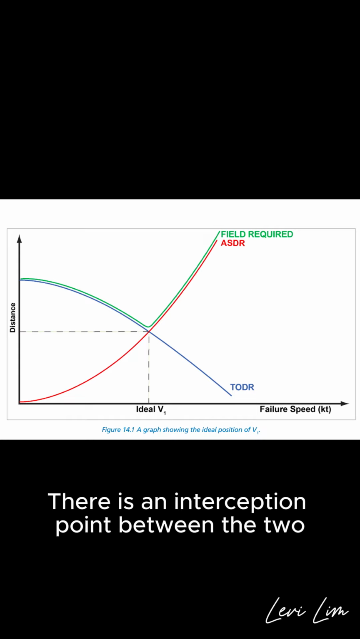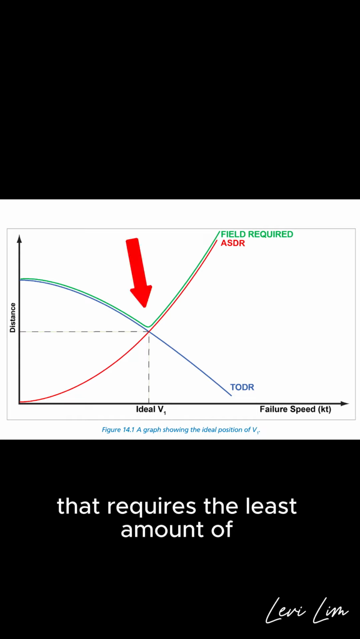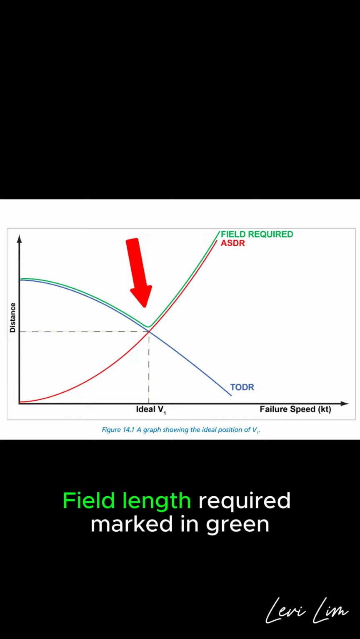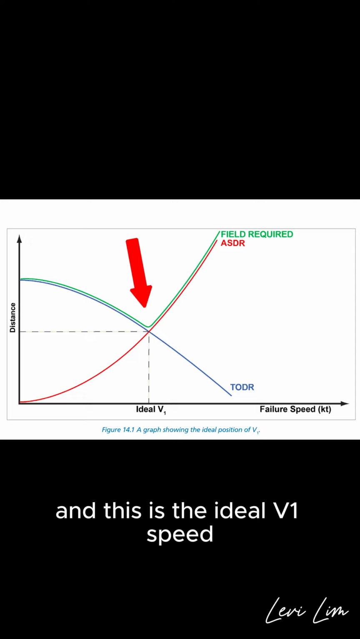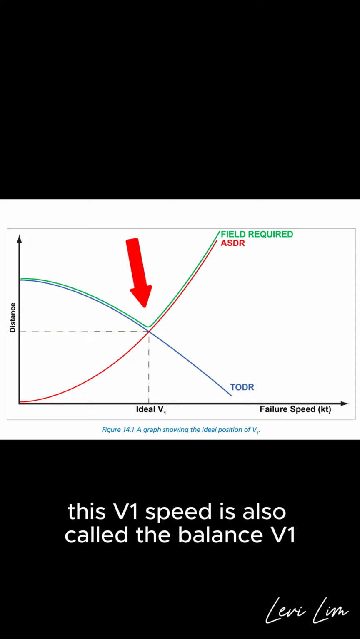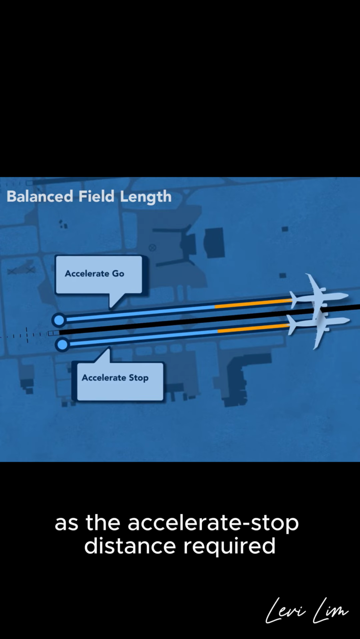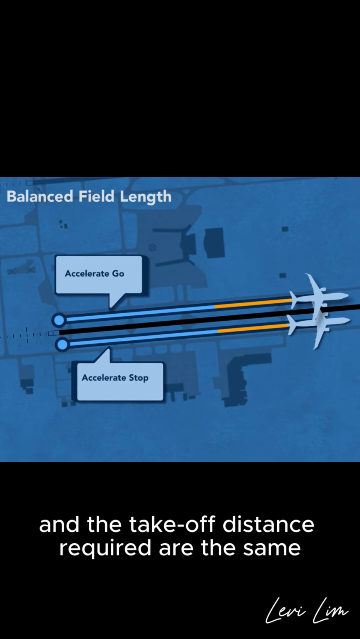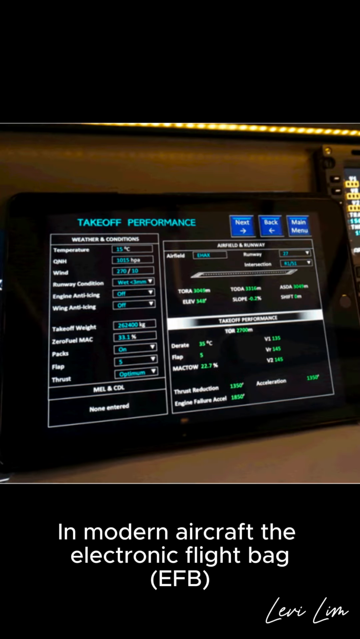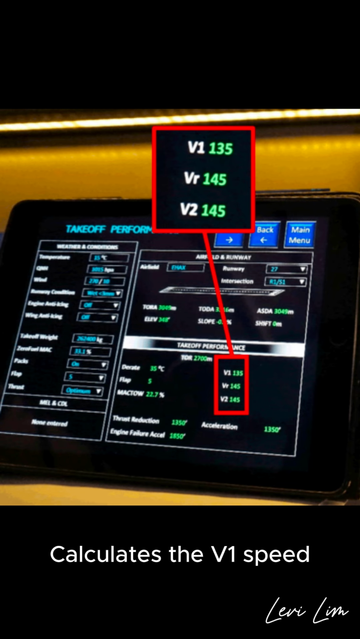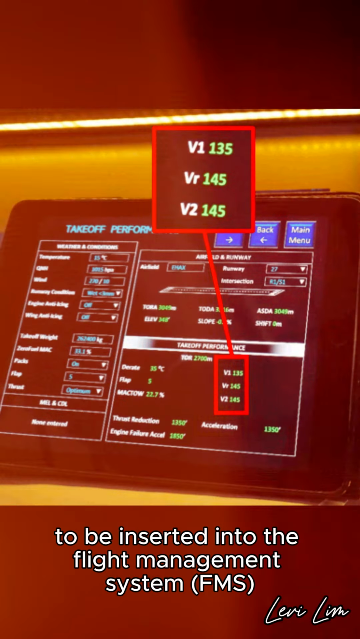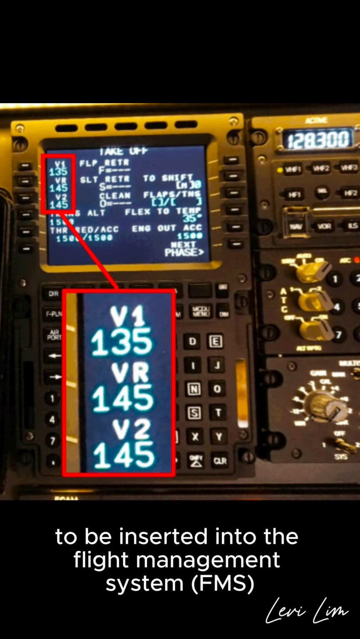There is an interception point between the two that requires the least amount of field length required, marked in green, and this is the ideal V1 speed. This V1 speed is also called the balanced V1, as the accelerate-stop distance required and the takeoff distance required are the same. In modern aircraft, the electronic flight bag, EFB, calculates the V1 speed for the pilots to be inserted into the flight management system, FMS.